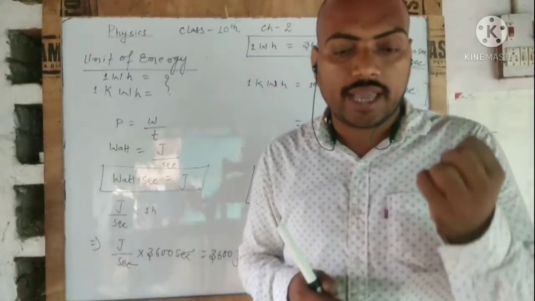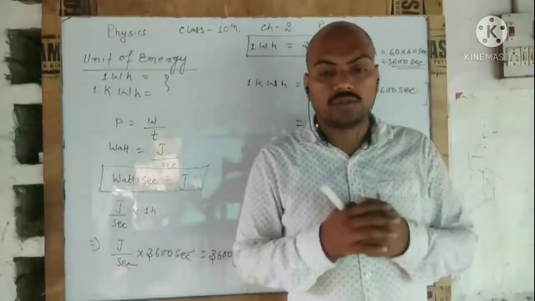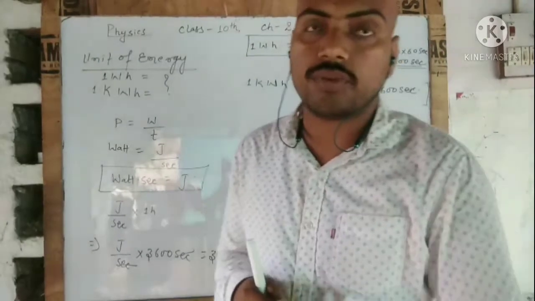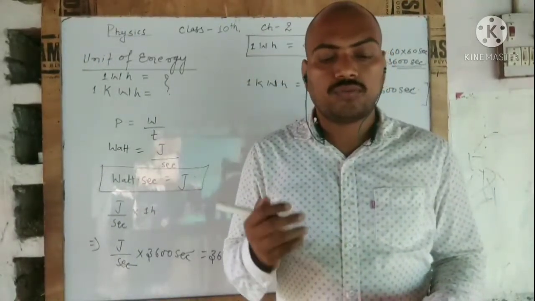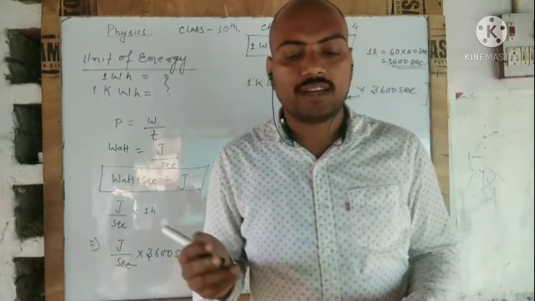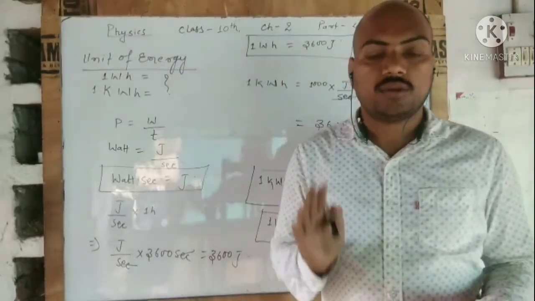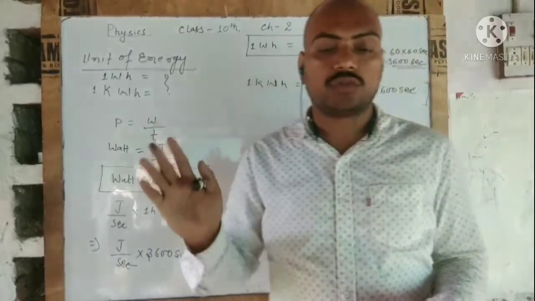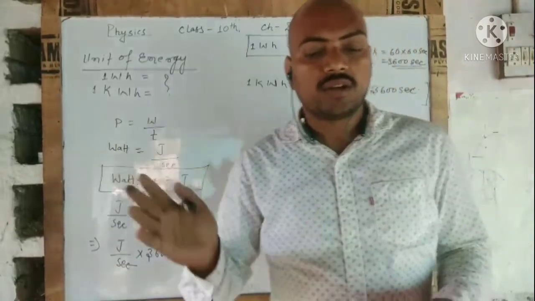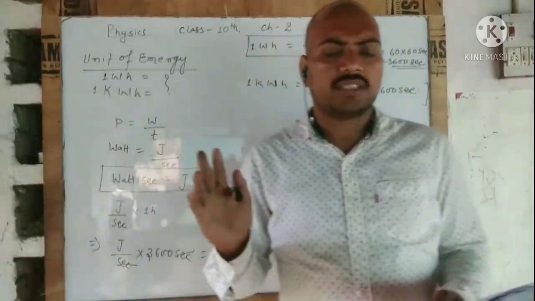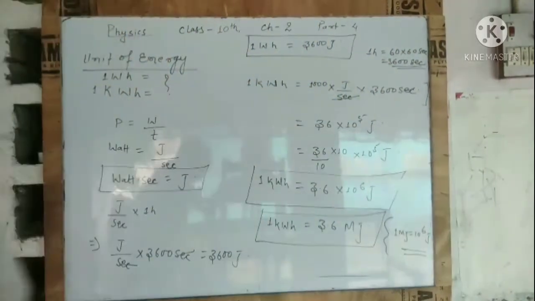1 calorie. Okay, there is a relation between calorie and joule. Just go through it. 1 joule is equal to 0.24 calorie, which means 1 calorie is equal to 4.18 joule. You have to keep in mind that 1 calorie is equal to 4.18 joule. Kilocalorie is the bigger unit, that means you will multiply by 1000.